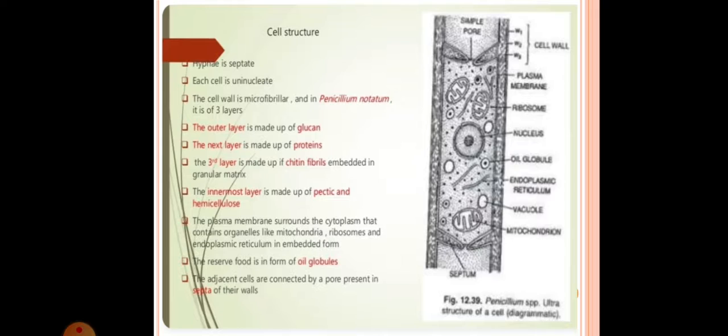The plasma membrane surrounds the cytoplasm that contains organelles like mitochondria, ribosomes, and endoplasmic reticulum in embedded form. The reserve food material is in the form of oil globules. The adjacent cells are connected by a pore present in the septum of their walls.